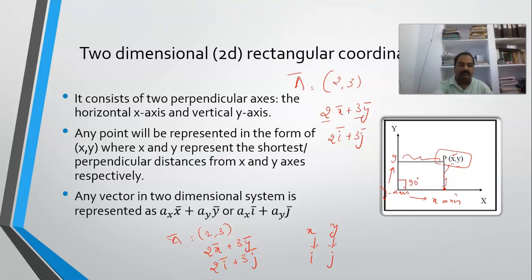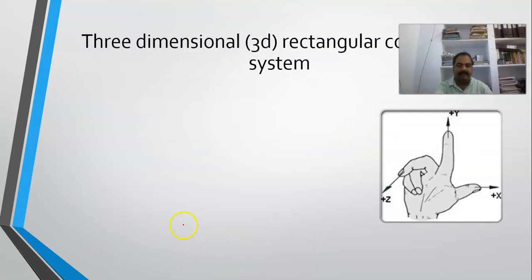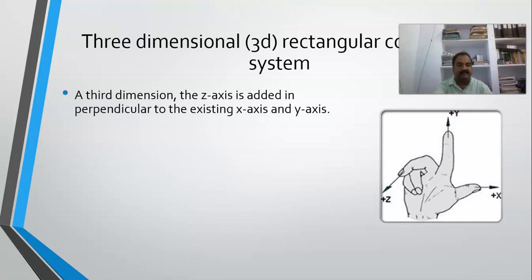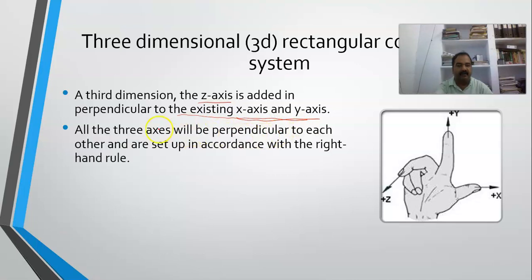Now, three-dimensional coordinate system. The three-dimensional coordinate system employs three perpendicular axes. So additionally, apart from the x and y axis, we will be having a z axis. A third dimension, the z axis, is added perpendicular to the existing x axis and y axis. And all the three axes will be perpendicular to each other. And they follow the right hand rule. You know the right hand rule, right?